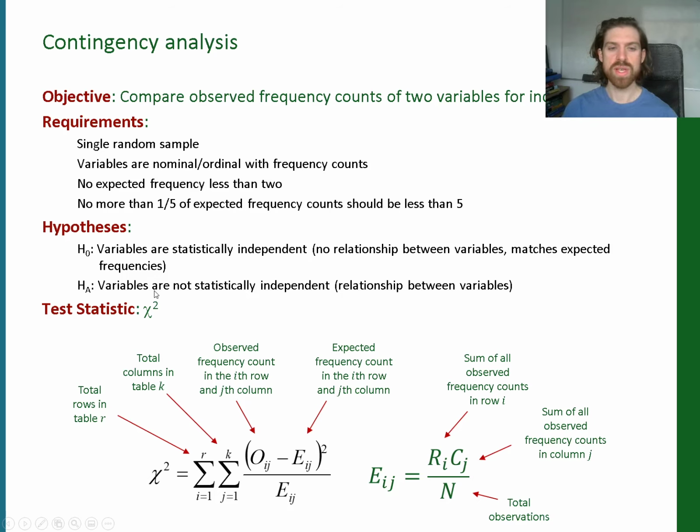Okay, so what are the different hypotheses for this particular approach? Well, the null hypothesis essentially is that the variables are statistically independent, so there's no relationship. They are not correlated in any way, for example. Whereas in contrast, the alternative hypothesis is that the variables are not statistically independent, so there is some level of dependence between the variables.